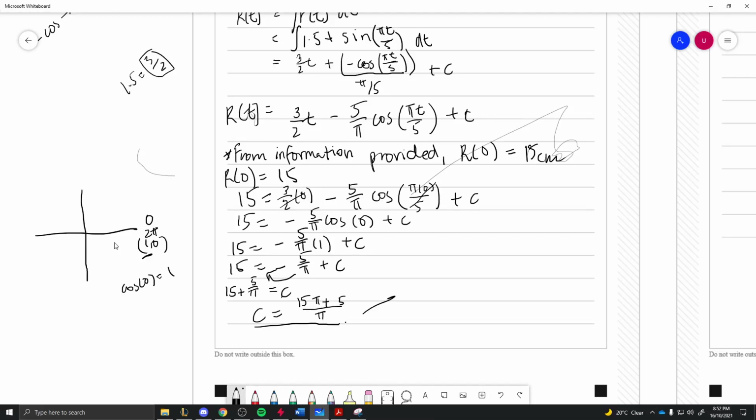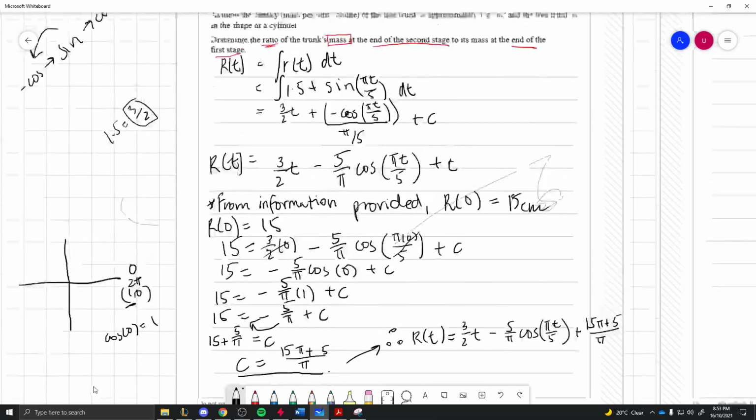So now to finish this page, I'm going to go, therefore, r of t is equal to, so I'm just going to take from up here and substitute c in, 3 over 2t minus 5 over pi cos of pi t on 5 plus 15 pi plus 5, I'm just going over the page, you can't really do this in an exam, but I don't really care, over pi. So that's your function.